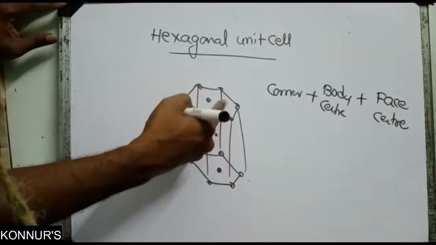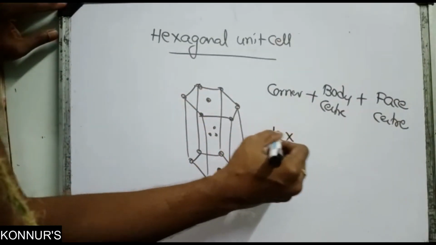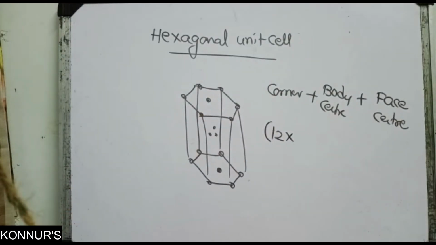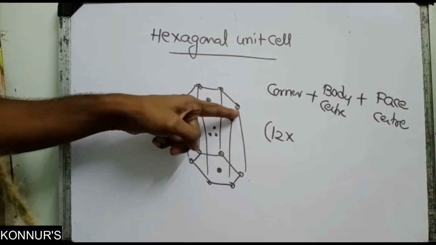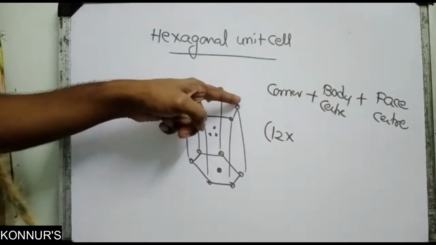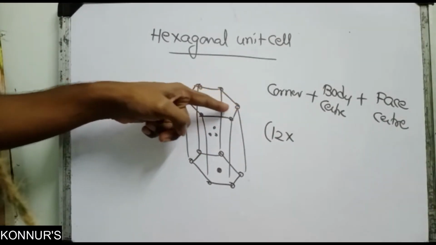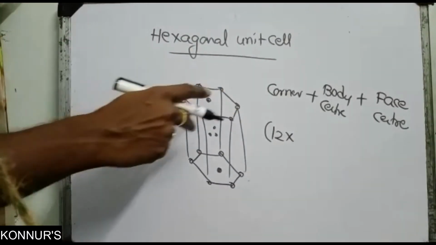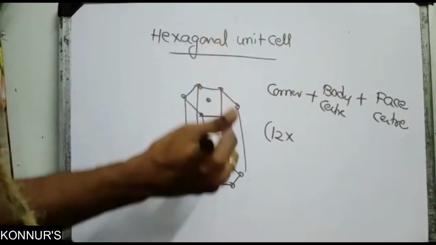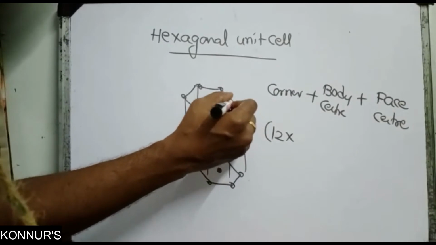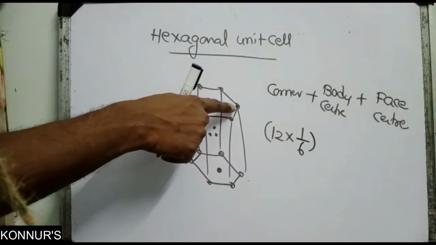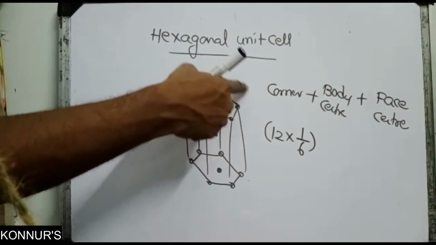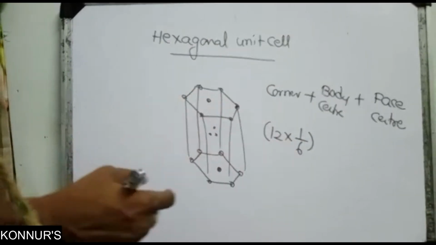See, corners, we have 12 corners and their contribution. These are connected with another. So this face we are adding another one. This face we are adding another one. So bottom is completely blocked. So with 3, above also 3, total 6. One corner is contributed 1 by 6. Means one corner is connected with this type of system, surrounded with 6 members.